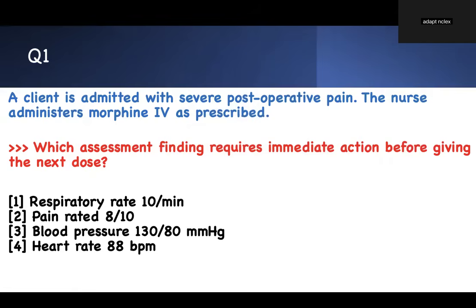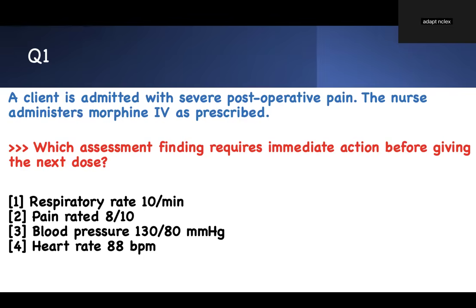First question, which assessment finding requires immediate action before giving the next dose? That means the nurse already gave this dose before, and she's trying to figure out if she needs to give it again. The client is admitted with severe post-operative pain. The nurse administers morphine IV as prescribed. Which assessment finding requires immediate action before giving the next dose? Is it respiratory rate of 10? Pain 8 out of 10, blood pressure 130/80, heart rate of 88.